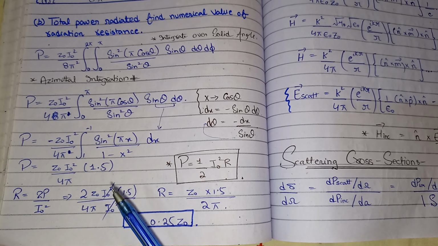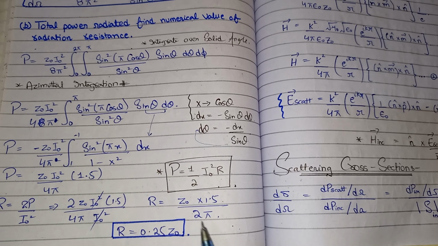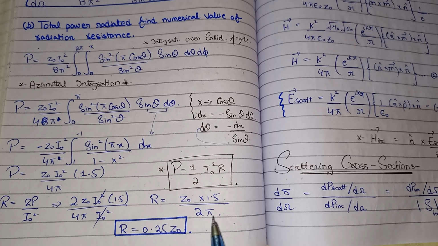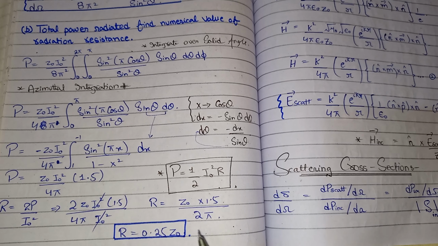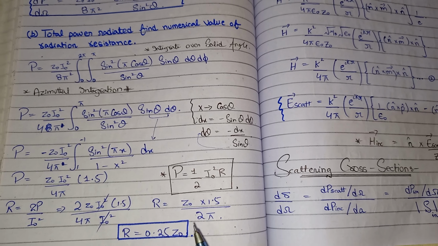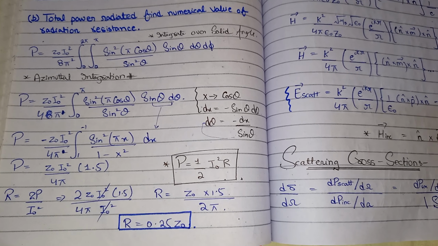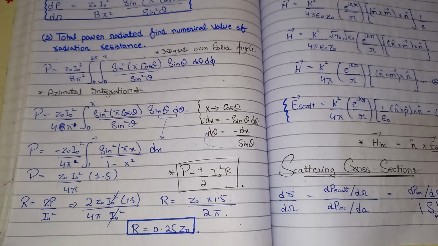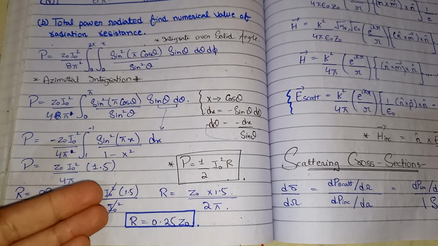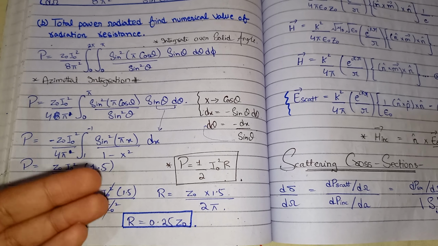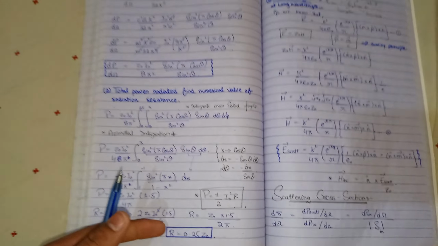Once it cancels, 2 ones are 2, 2 twos are 4, and so it becomes z naught multiplied by 1.5 divided by 2 pi. After multiplying and dividing 1.5 by 2 pi, you will get your answer, which is 0.25, and z naught stays as it is. So this is the numerical expression of the total power radiated, in terms of the radiation resistance. This R is basically the radiation resistance.